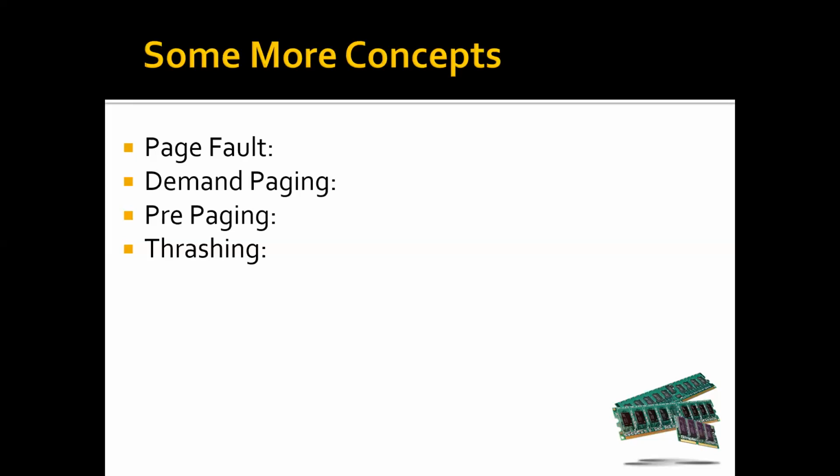There is another concept here called pre-paging. Pre-paging says even if it is not being demanded by the processor, some pages can be transferred from the secondary device to the memory, assuming that these pages may be in use. If those pages are in use, then we may not suffer from page faults.